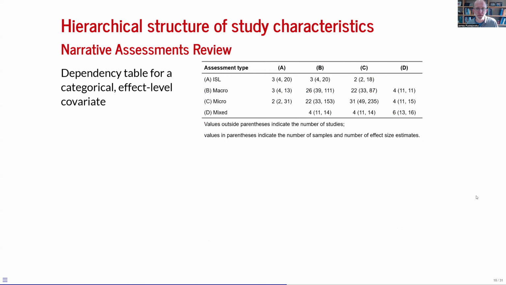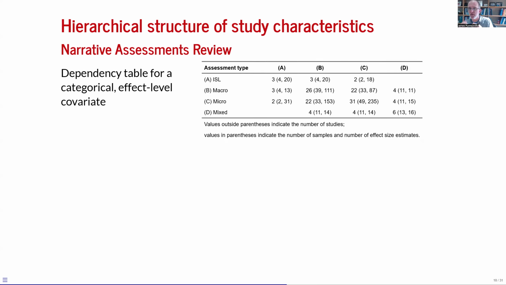Another illustration of this from the narrative assessments review. So in this review, they categorize their assessments by type. So there's 4 types: ISL, macrostructure, microstructure, or mixed. And here there's more like data in the off diagonals. Like here we can see there's 22 studies, 33 samples, 153 effect size estimates for the microstructure outcomes that co-occur with macrostructure outcomes.